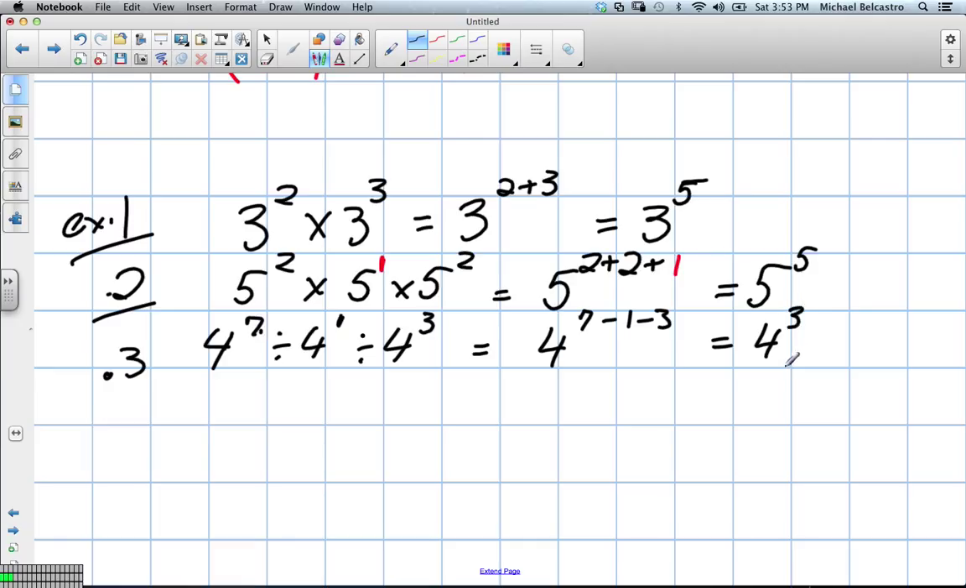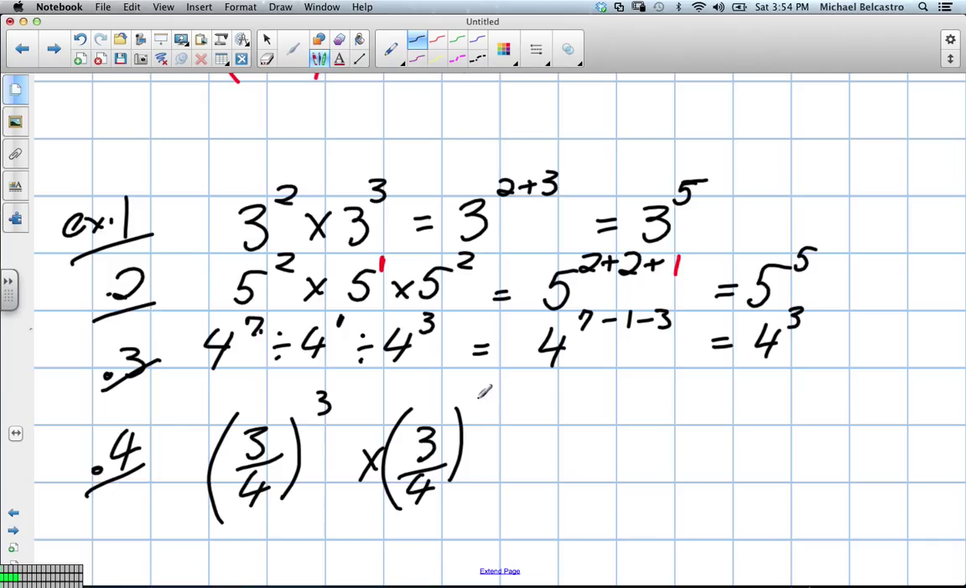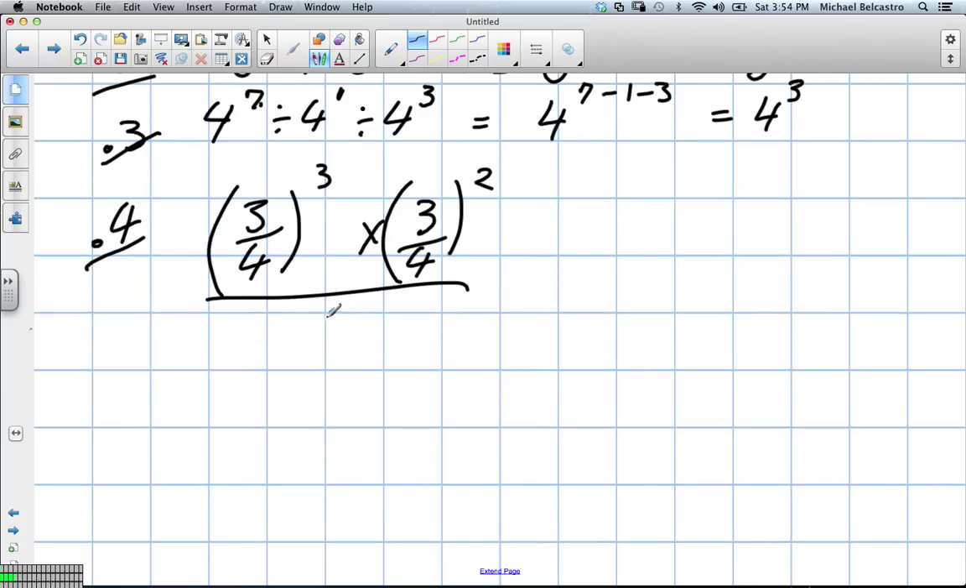Excellent. Let's put one in here that's using a couple of rules. This is a fourth example. Let's say we have (3/4) to the power of 3 times (3/4) to the power of 2 divided by (3/4) to the power of 5. How can I simplify this? Now, since the bases are all the same, since it's multiplication, you would add the exponents. Okay, so how would I write it?